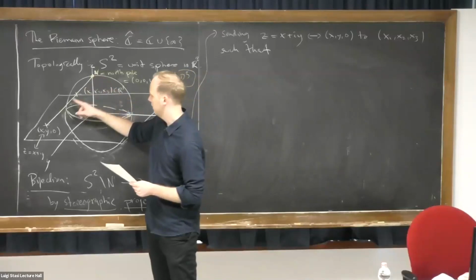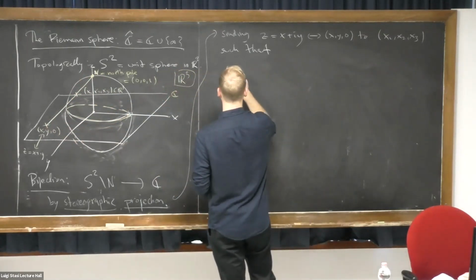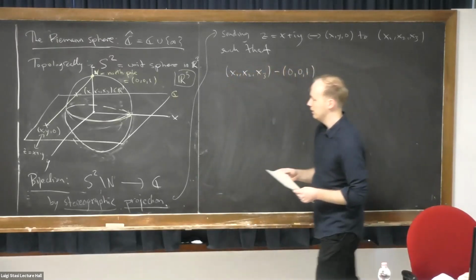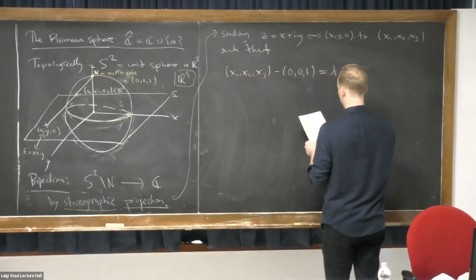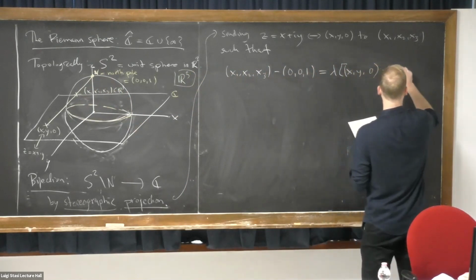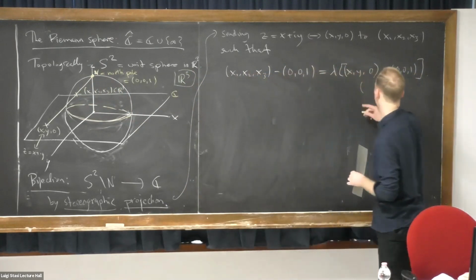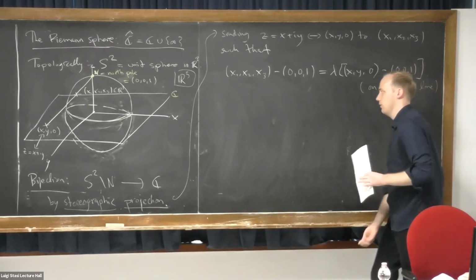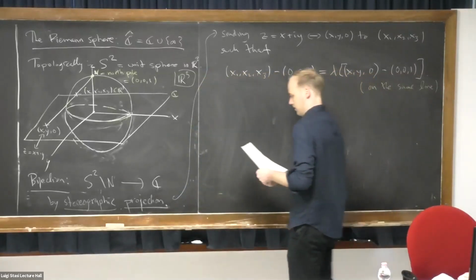So first of all, I want them to be on the same line, passing through the North Pole. So how do I write that down? Well, I take x1, x2, x3 minus the North Pole, 0, 0, 1, and then what I have is this direction here, this line. So I want this to be a multiple lambda times x, y, 0 minus 0, 0, 1. So this condition means that we are on the same line, the one that I drew. And this is true for some lambda, of course.